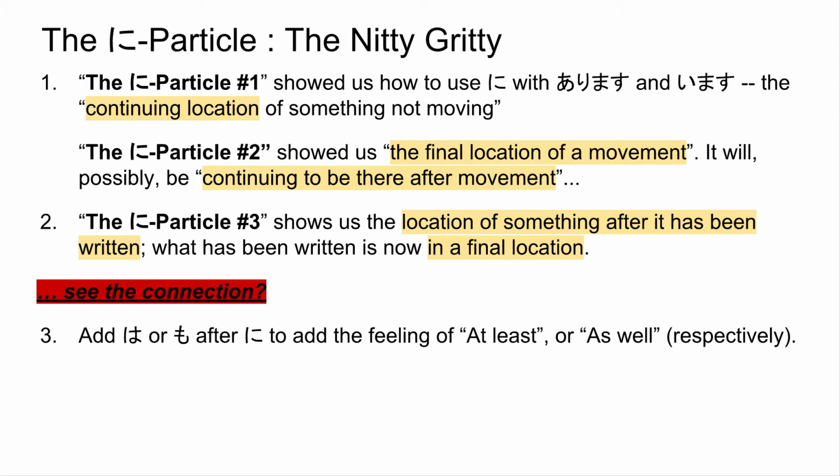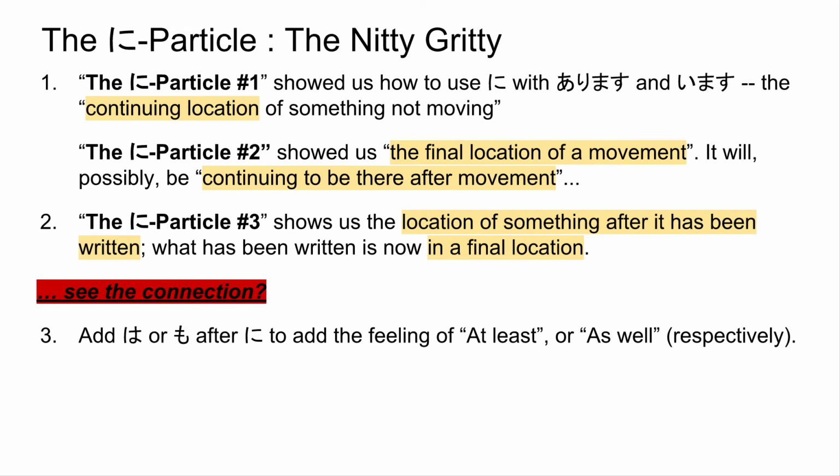The ni particle number 1 shows you where you exist, where you just happen to be. And the ni particle number 2 shows you the location where you go, and then that location is where you'll be. So there's a direct connection there. And if you think about the ni particle number 3, it shows you the location of something after it has been written. So it's almost the exact same thing as the ni particle video number 2, but I wanted to make it specific for writing verbs. What has been written is now in a final location. Do you see the connection? Final location, continuing location, where a thing ends up. Those are all the ideas of the ni particle.